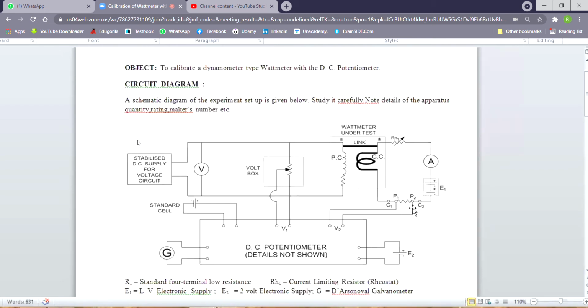Also some will be consumed in the low resistance, and a little bit will also be consumed in the ammeter. So their sum will be 15 watt. So how much is the total power consumption? 15 watt on the current coil side and 0.1 watt on the pressure coil side. So the total power consumption in the arrangement is 15.1 watt.